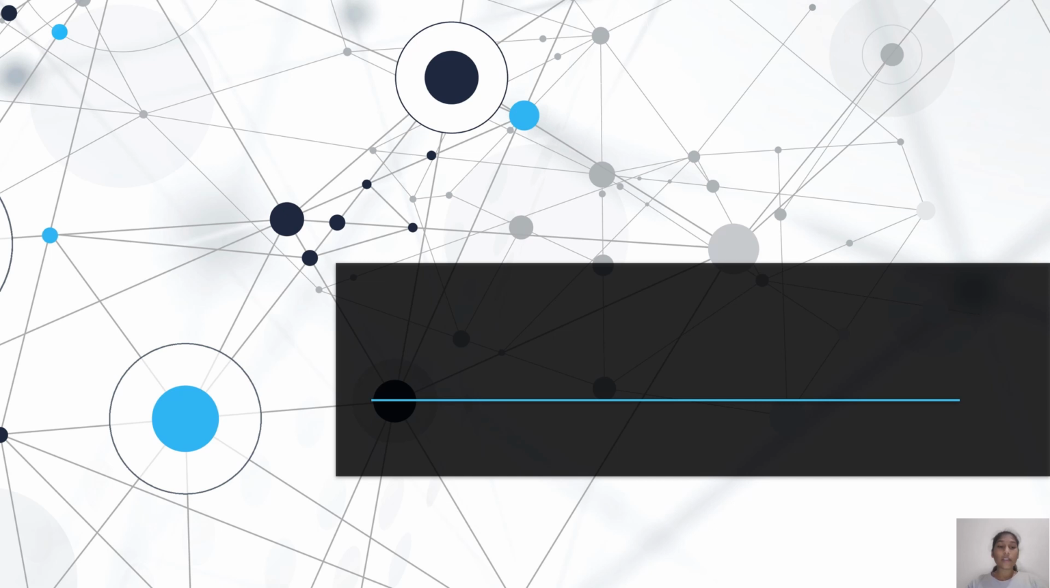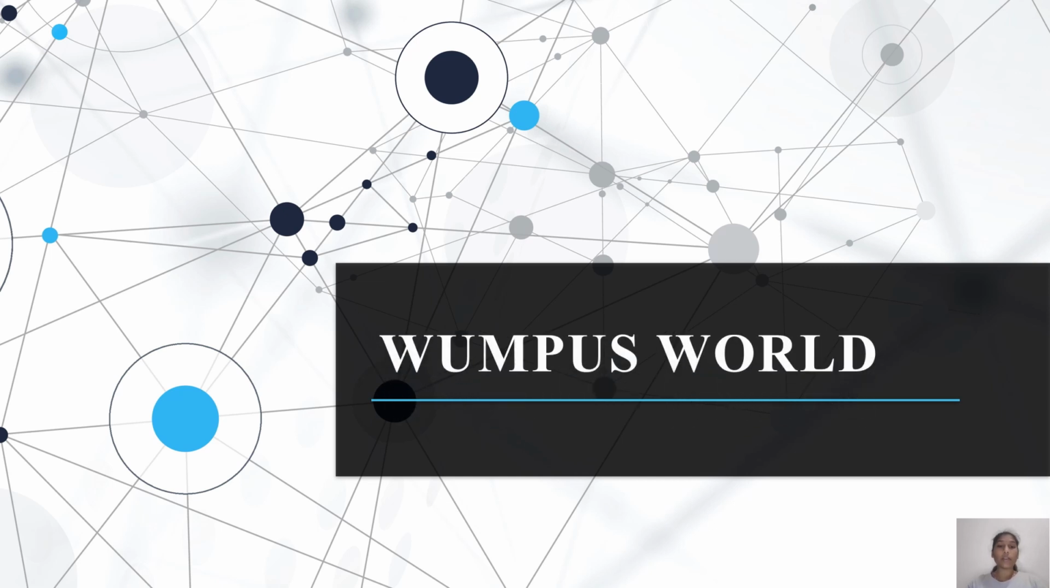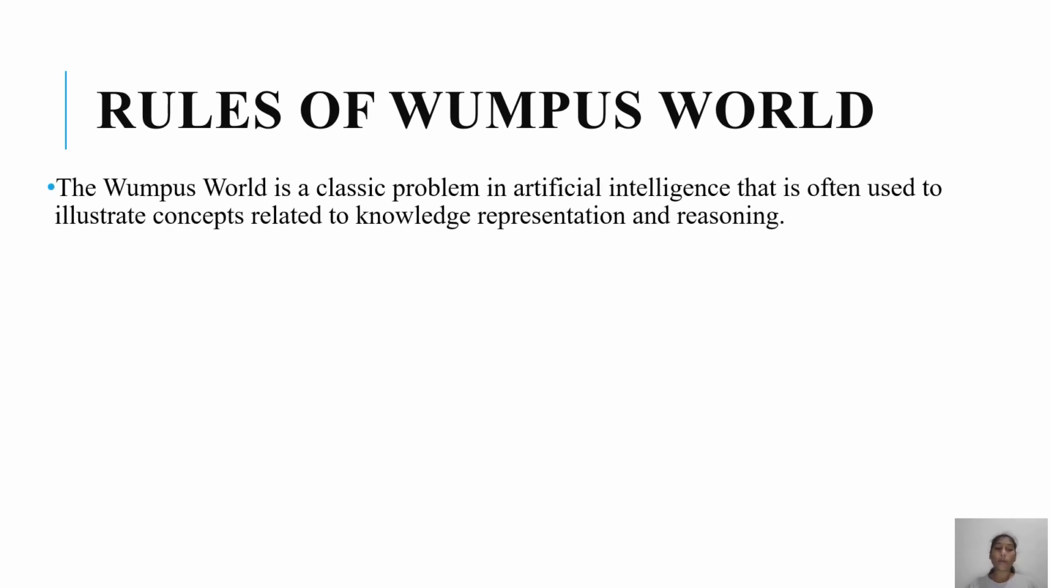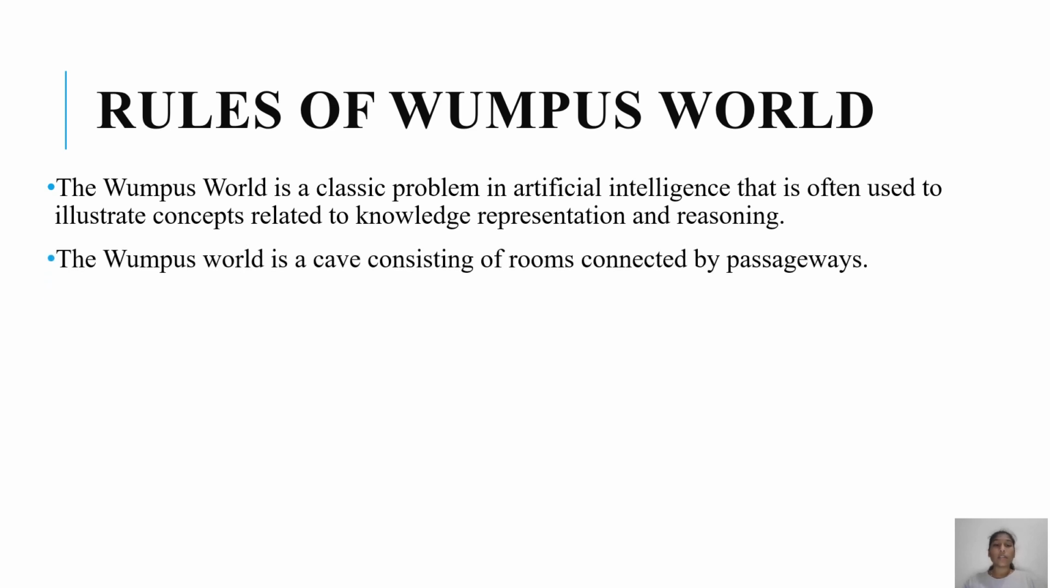In this session, we will discuss about Wumpus world. Let us see some of the rules and firstly, let us know what is Wumpus world. Wumpus world is a classic problem in artificial intelligence which is used to illustrate the concepts related to knowledge-based representation, that is knowledge-based agents and reasoning.